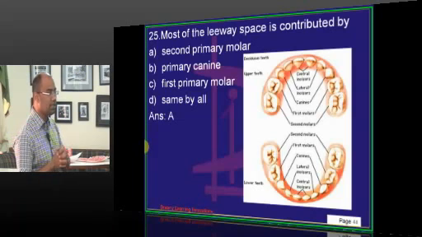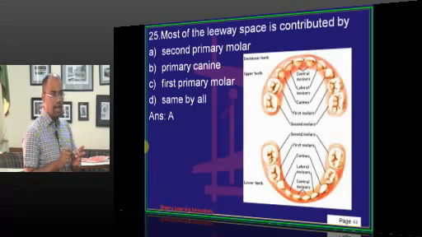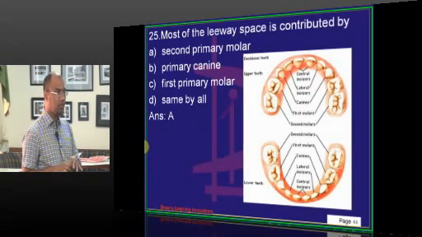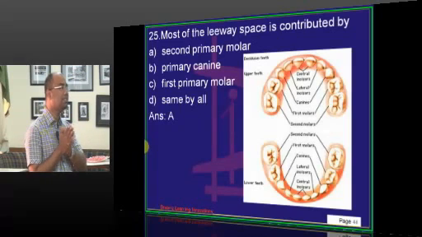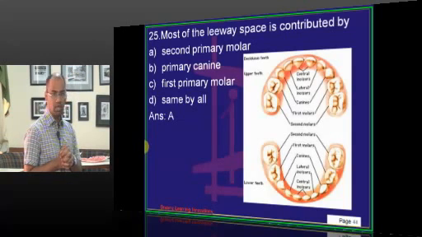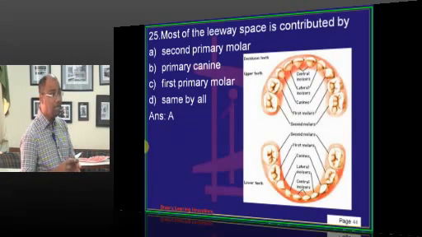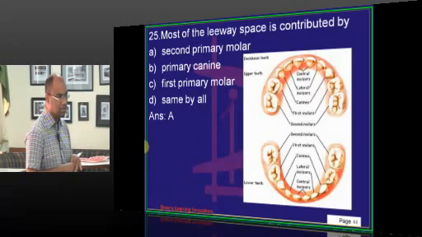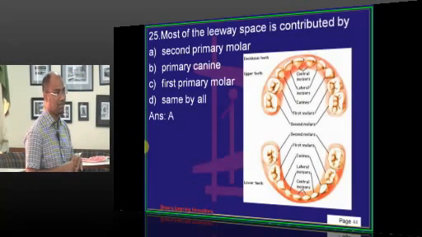Leeway space of Nance is the difference of the mesiodistal width between the primary canine and the primary molars to the permanent canine and premolars. We know that the premolars are less in mesiodistal width when compared to the corresponding primary molars. So which among the teeth, that is either your primary C, D or E, is contributing more to the leeway space? It is E. That is the reason leeway space is also called as E space.